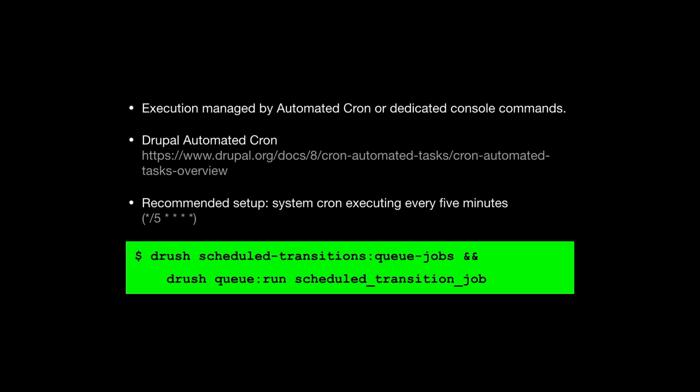On to setting up cron. Cron should be set up to run approximately every 5 minutes. You can set up Drupal's internal cron by enabling the automated cron module. However, this method requires active users on the site to trigger. Instead, a server-level cron task should be set up, which you can either instruct to execute Drupal's secret cron path or run a specific set of drush commands that execute scheduled transitions code only. The commands are outlined in the project README file.